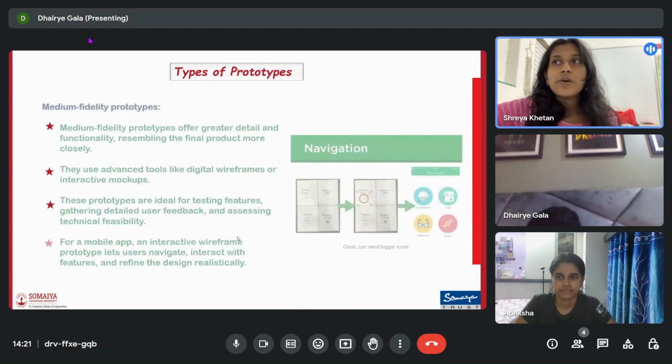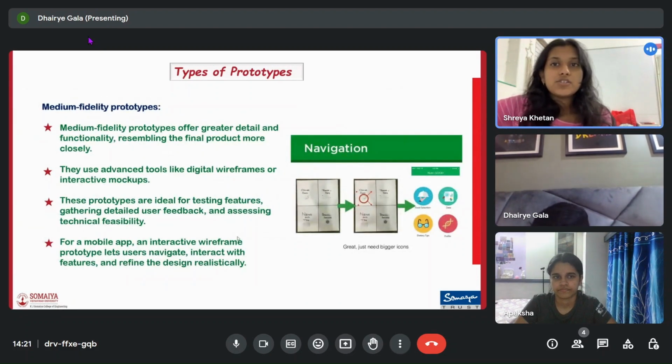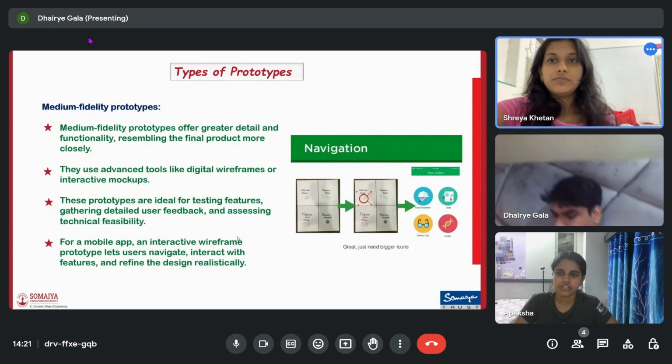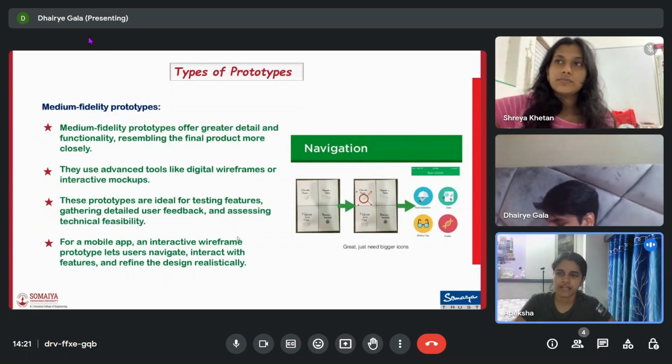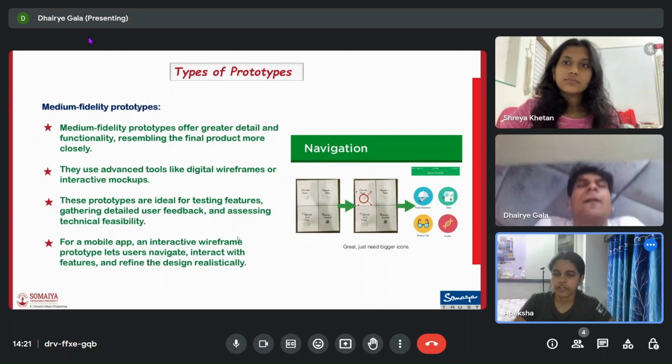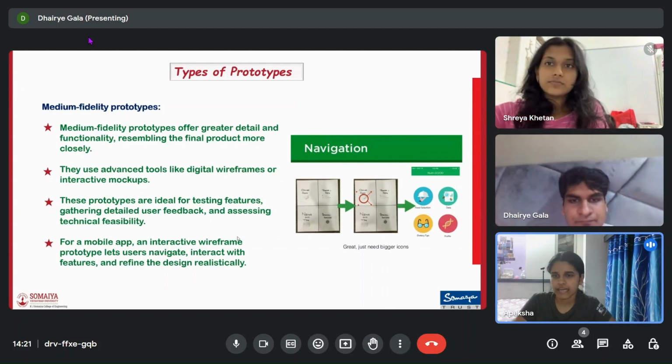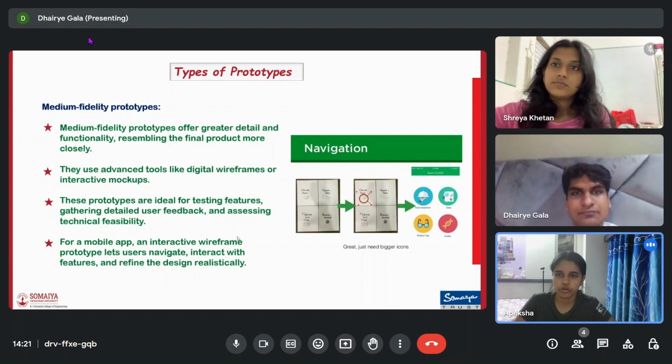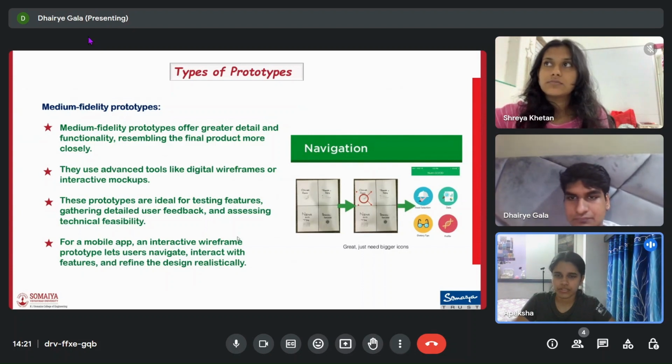Now we will talk about medium fidelity prototypes and Apeksha will continue. So let's talk about the second type of prototypes, that is medium fidelity prototypes. It offers greater detail and functionality resembling the final product more closely. They use advanced tools like digital wireframes or interactive mockups.